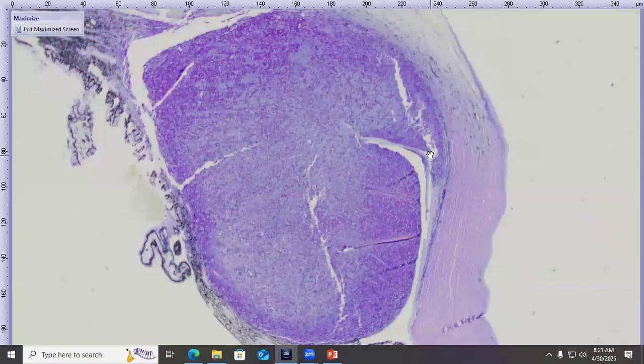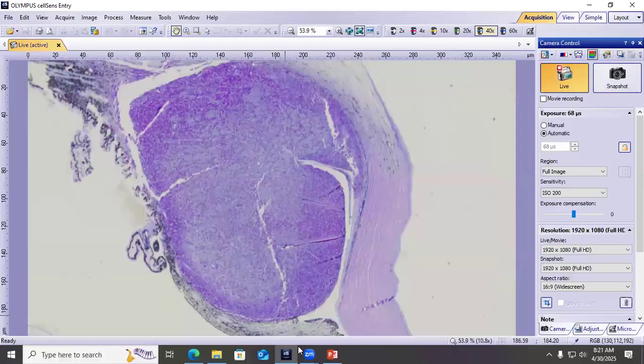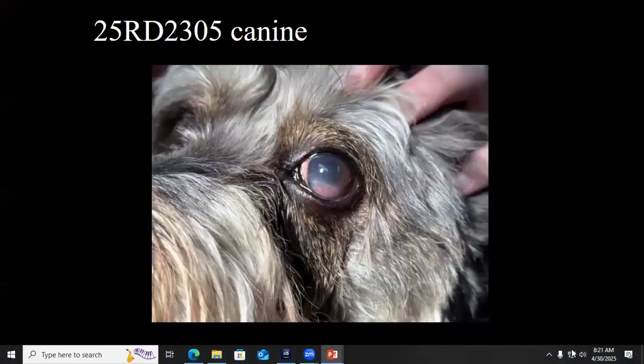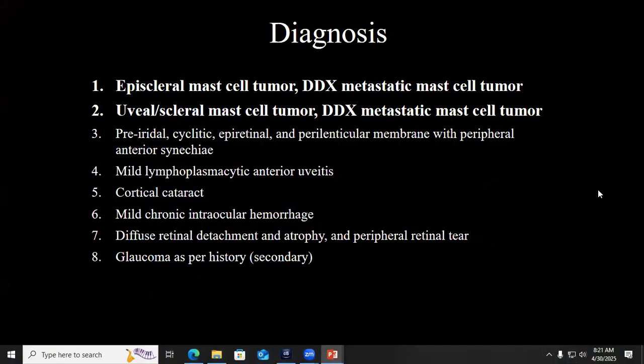I wasn't expecting this with an intraocular mass. Okay. And then here are the diagnoses. Just a lot of other little secondary changes.